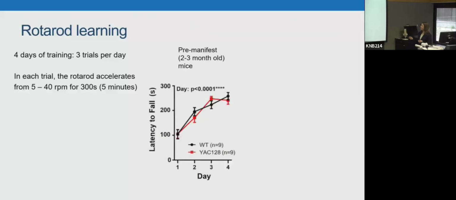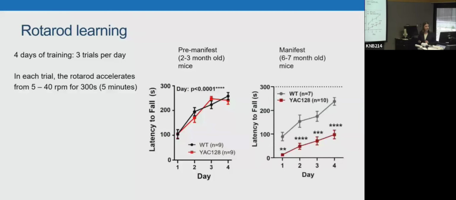In my pre-manifest group, the 2 to 3 month old mice, I didn't find any difference in the latency to fall on the rotarod. So they performed similar to wild type according to this measure. But when you look at the manifest, the 6 to 7 month old mice, as I expected, these mice, shown in red here, are severely impaired on the rotarod compared to controls.